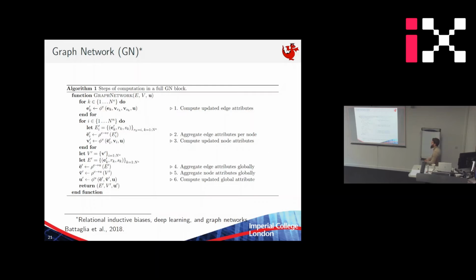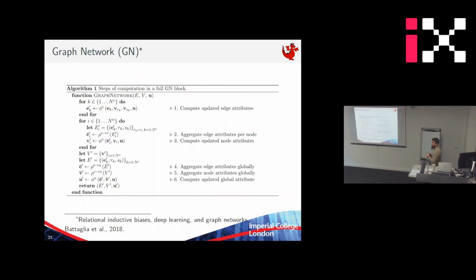And then you will update the global attribute. So you have updated the edge attributes over here, and the node attributes. You're now going to update the global attribute. In order to do that, you aggregate the messages of the edge attributes and of the node attributes, and you use those two quantities to update the global attribute. I know it might be a lot of details, but is that kind of clear so far?